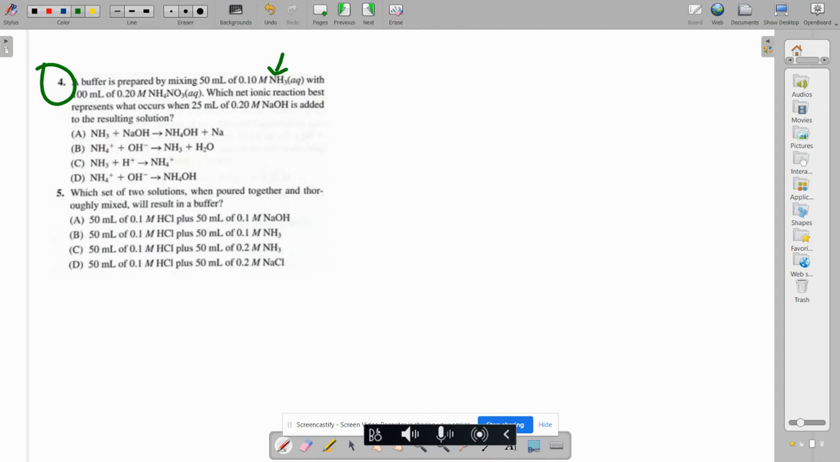Which net ionic reaction best represents what occurs when 25 mL of 0.2 molar NaOH is added to the resulting solution? Whew, a lot going on there, but anytime I read a problem that mentions so many things, I would start with the strong whatever, whether it's a strong base or strong acid. So I'm going to start with that NaOH and say to myself, given the choices here, what would the strong base react with?